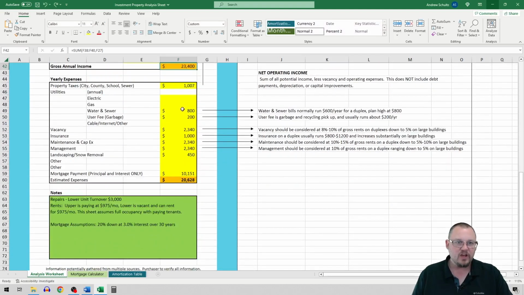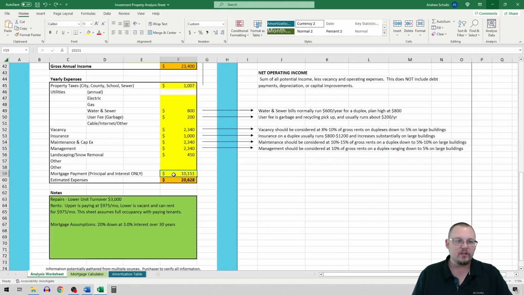Scrolling down into the next section, we have our yearly expenses broken out into various categories such as taxes, utilities, vacancy, insurance, maintenance and CapEx, and management, as well as landscaping and snow removal. Obviously, we do have snow removal here in Western New York. That's just one of the things that we deal with here in a cold weather climate. If you have some other expenses that you're incurring on a yearly basis, you can add those in here as well.